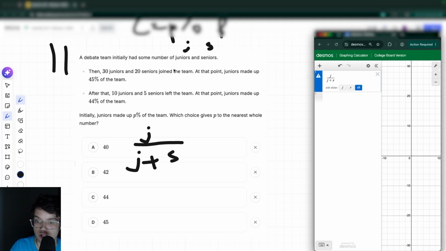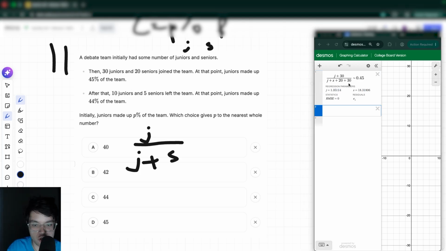and then it says 30 juniors and 20 seniors join the team. So I can say plus 30 because 30 juniors at the top. And then here I would have to say plus 20 and also plus 30 because this is the total amount of people who are now in there. And I can say that is equal to 0.45. All right. We do have like 0.35 of a person, but we'll settle that in a second. First, let me write the second one here.